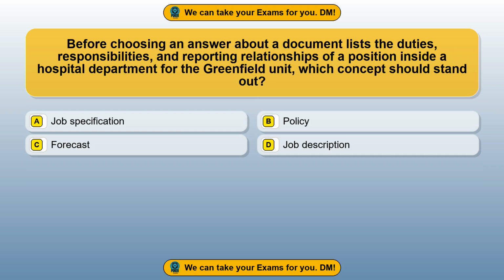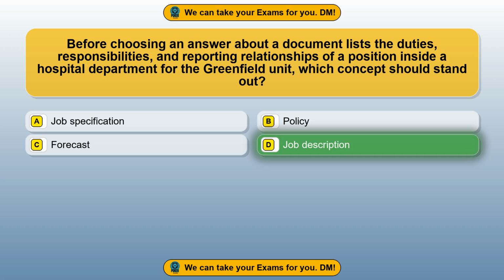Question 93. Before choosing an answer about a document that lists the duties, responsibilities, and reporting relationships of a position inside a hospital department for the Greenfield unit, which concept should stand out? Option A, job specification. Option B, policy. Option C, forecast. Option D, job description. The correct answer is option D, job description.